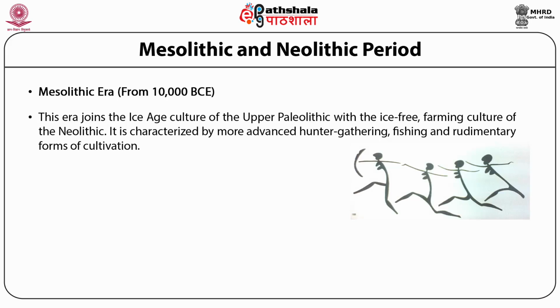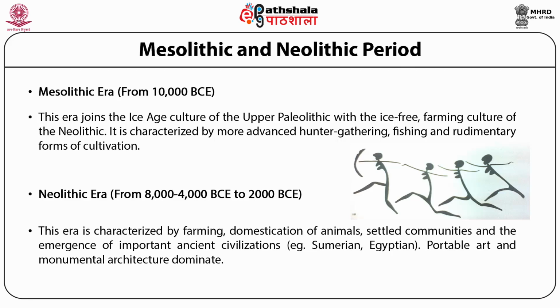This era joins the Ice Age culture of the Upper Paleolithic with the ice-free farming culture of the Neolithic. It is characterized by more advanced hunter-gathering, fishing, and rudimentary forms of cultivation. Neolithic era: this era is characterized by farming, domestication of animals, settled communities, and the emergence of important ancient civilizations like Sumerian and Egyptian. Portable art and monumental architecture dominate.